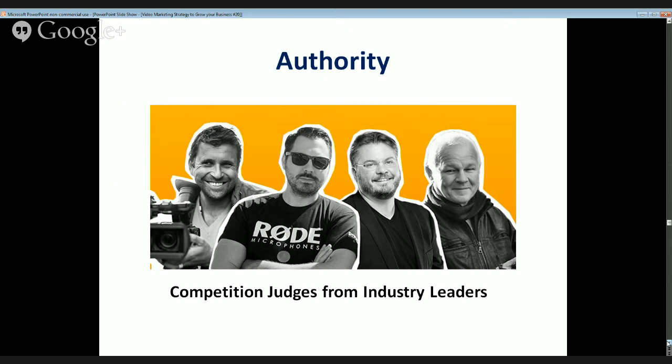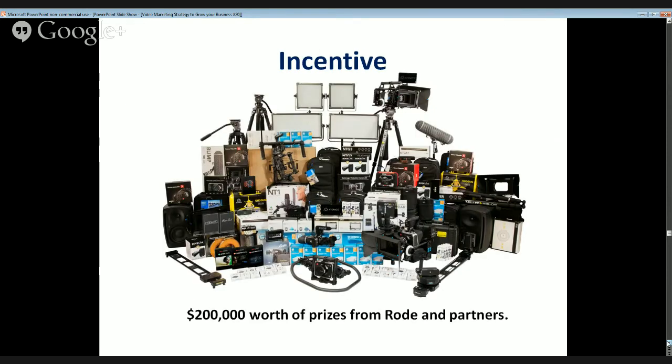This is not just a willy-nilly little competition. It's got great prizes, but it's also got some great people involved in it as well. And of course, the major incentive is the prizes, $200,000 worth of prizes.